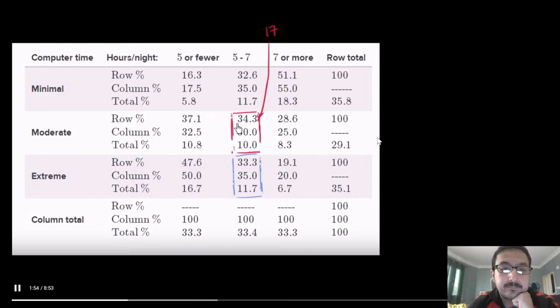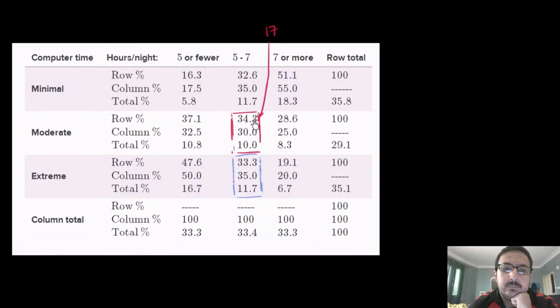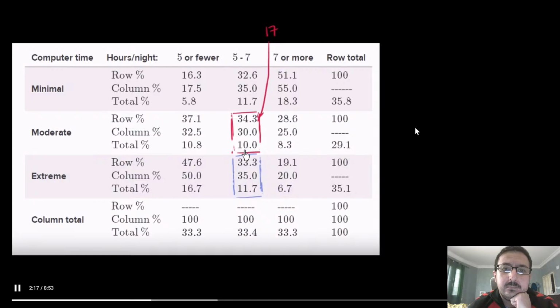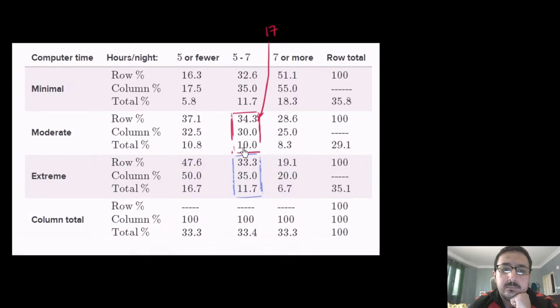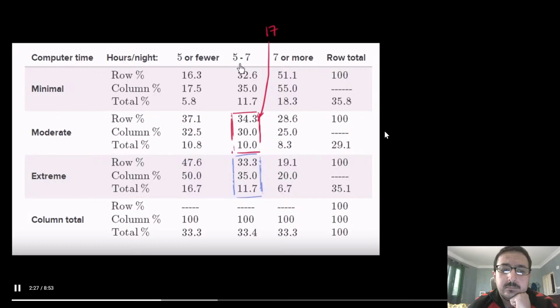Interesting. They tell us that 17 is 34% of the row total. So I guess you could say 17 is 34.3% of the moderate computer users. Or you could say that 17 is 30% of the people who slept 5 to 7 hours each night. Or you could say 17 is 10% of the total number of people. So let's just go with that. We could figure out the total number of people.